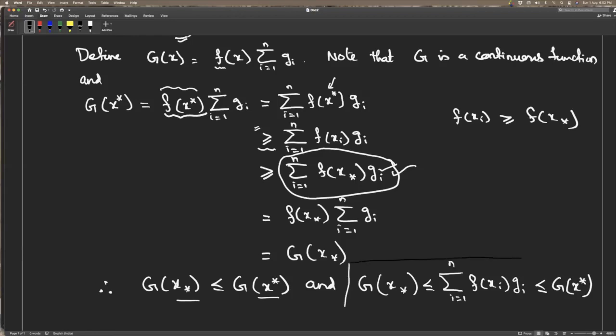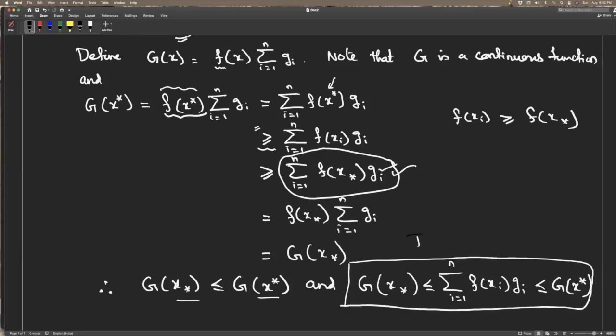And remember, G is a continuous function. Now we are ready to apply the intermediate value theorem. I hope now you can apply the intermediate value theorem to get the desired result. I leave it to you to complete this problem now.